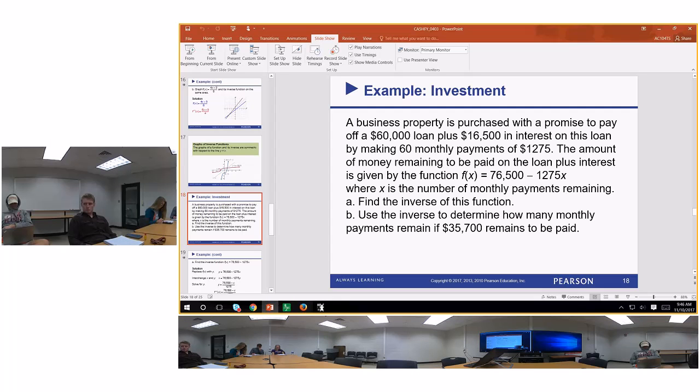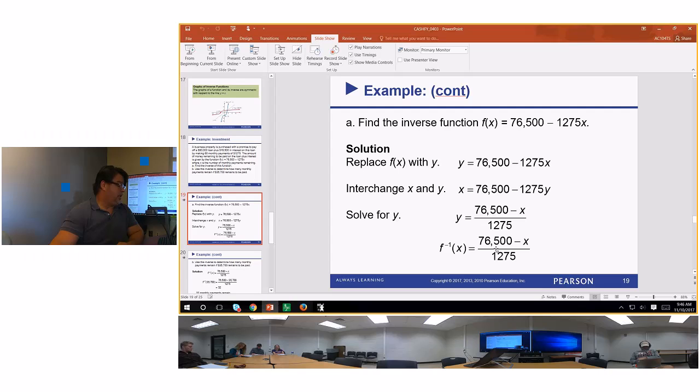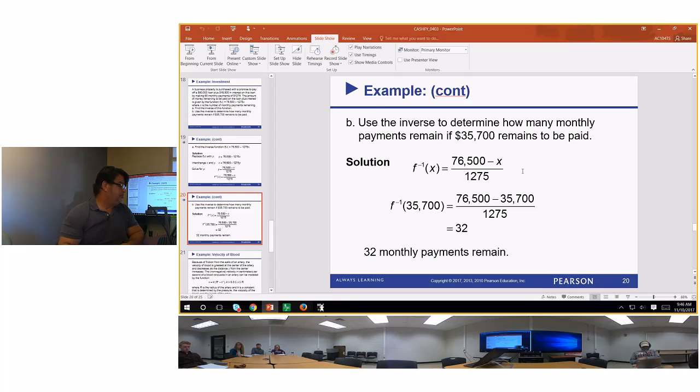Okay, I'm good. And they probably went ahead. Is this what we got? 76, yeah, 76 minus x over 1275. And then they're plugging it in. Plug in 35,700. Okay, they want you to plug it in, not solve. Okay, I read the question wrong.